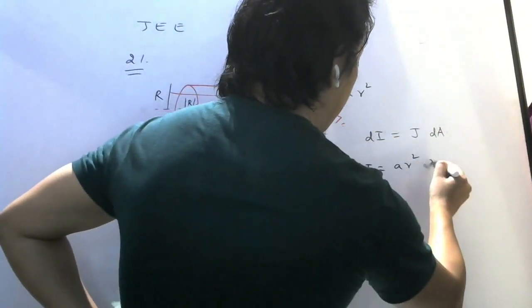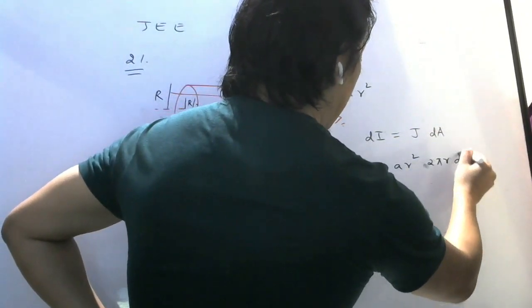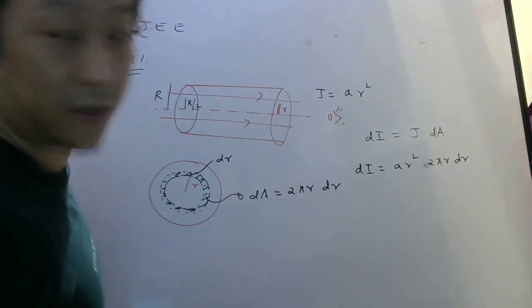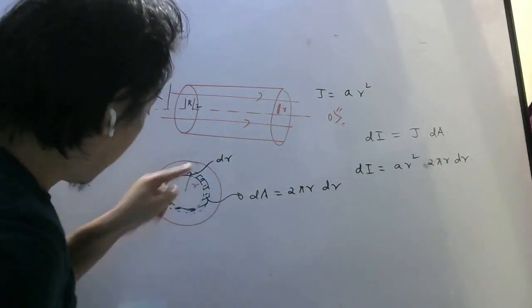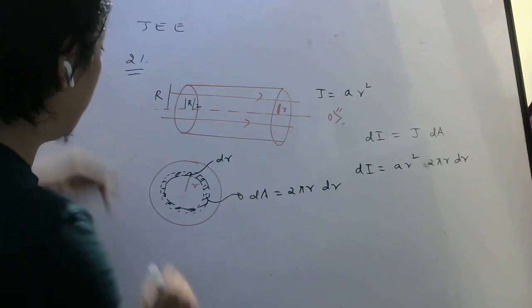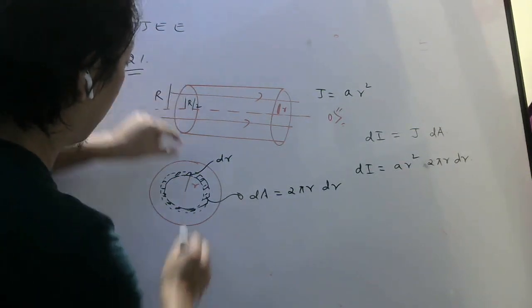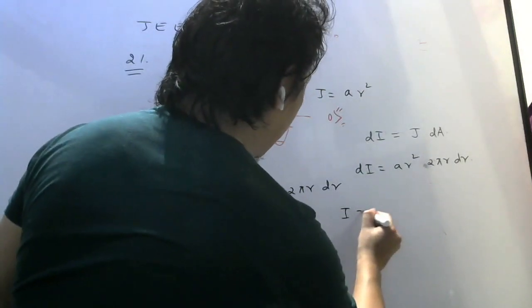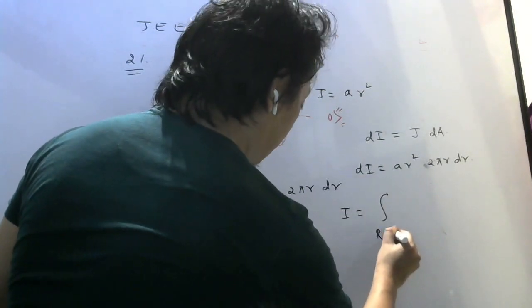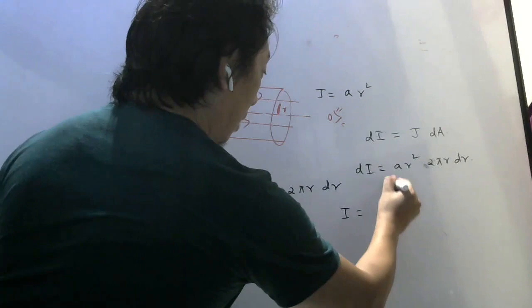2 pi r dr. Correct? Okay. So this is the current through this ring. Now they want the current between R by 2 and R, in this much part only. So what we have to do is integrate this from R by 2 to R.